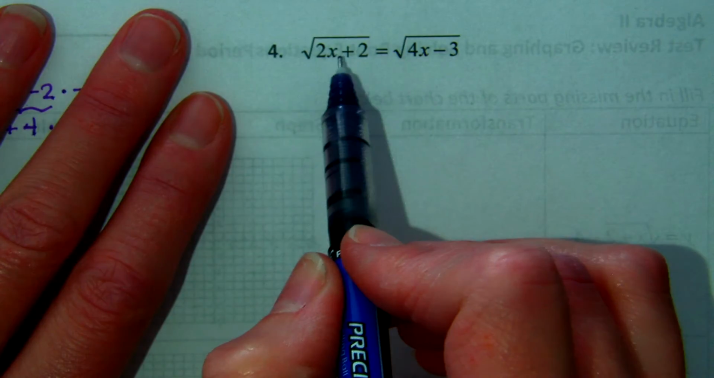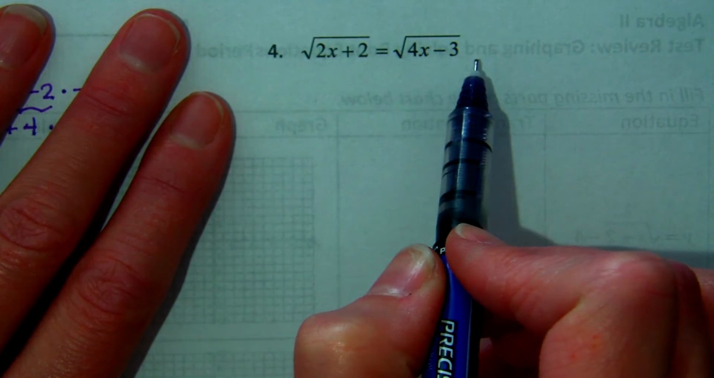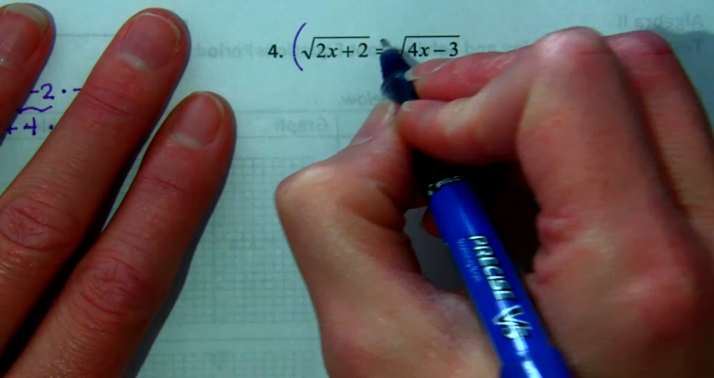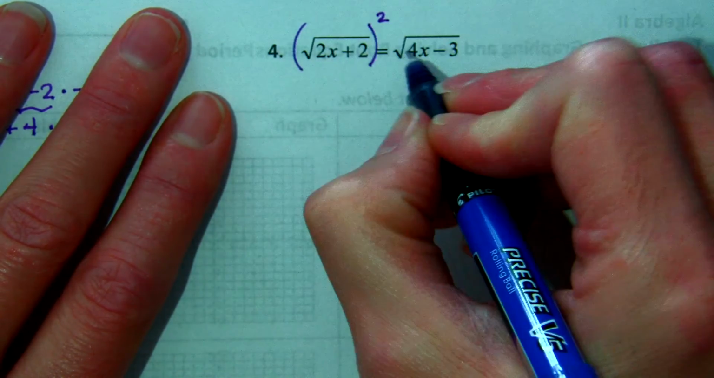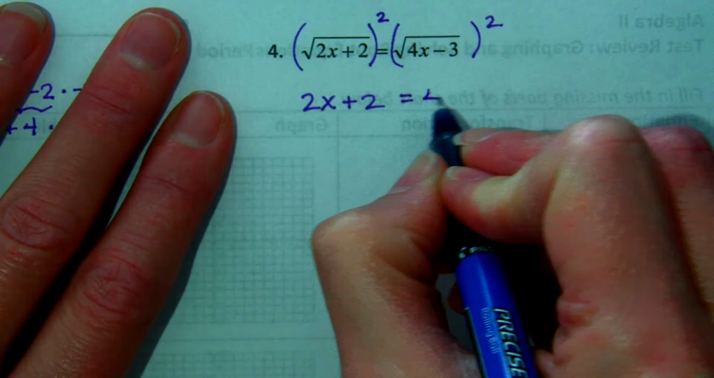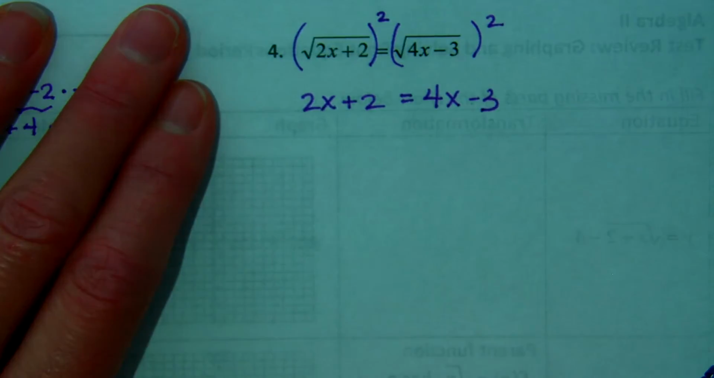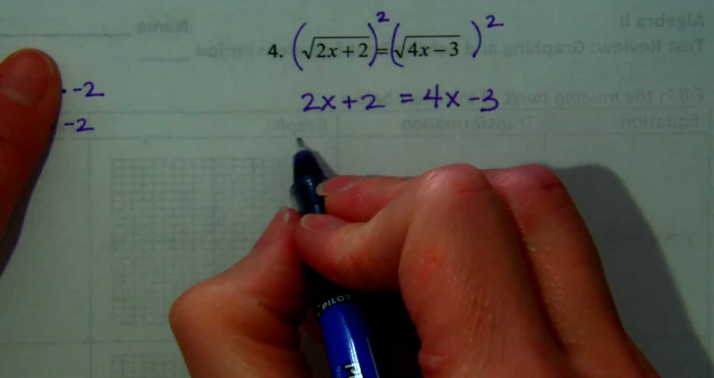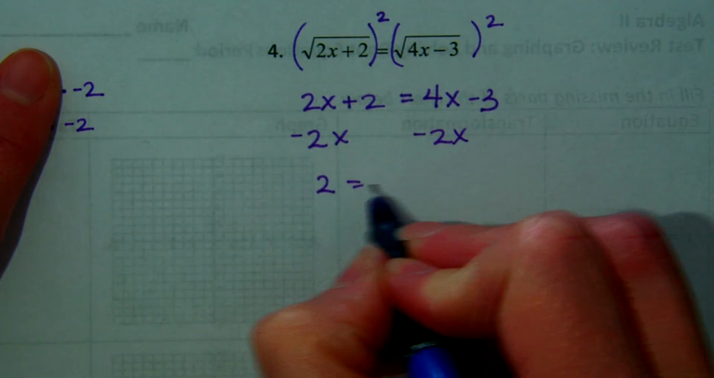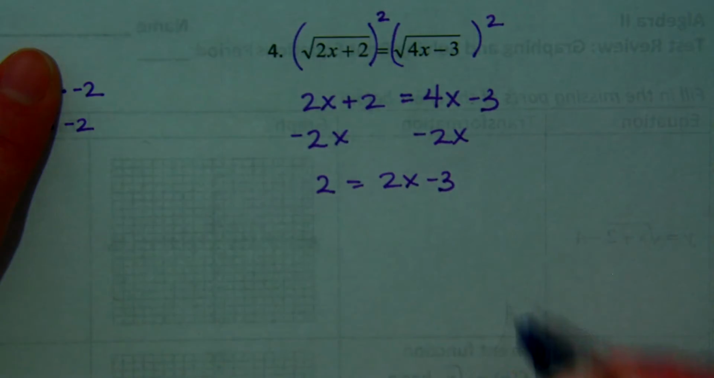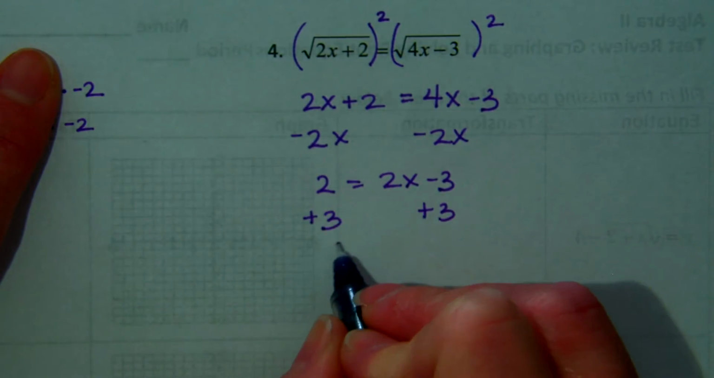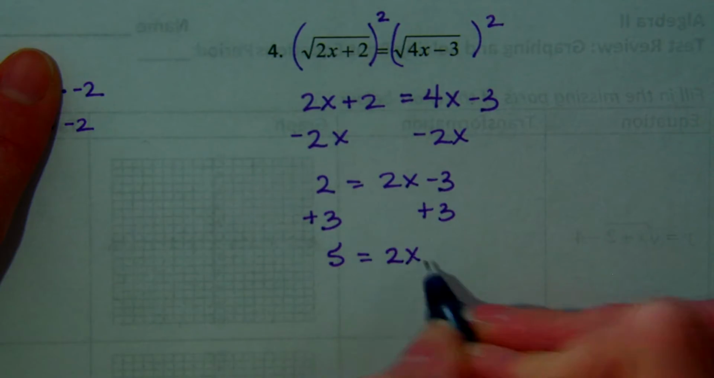And so what that means is if the square root of 2x plus 2 is equal to the square root of 4x minus 3, then 2x plus 2 is equal to 4x minus 3. They must be equal because their square roots are. I'm going to go ahead and square both sides, and I get 2x plus 2 is equal to 4x minus 3. And this is just a simple equation, so subtract 2x. And I get 2 is equal to 2x minus 3. Add 3. And I get 5 is equal to 2x.